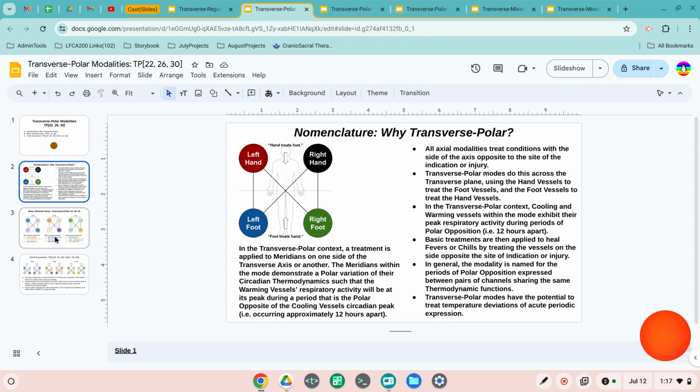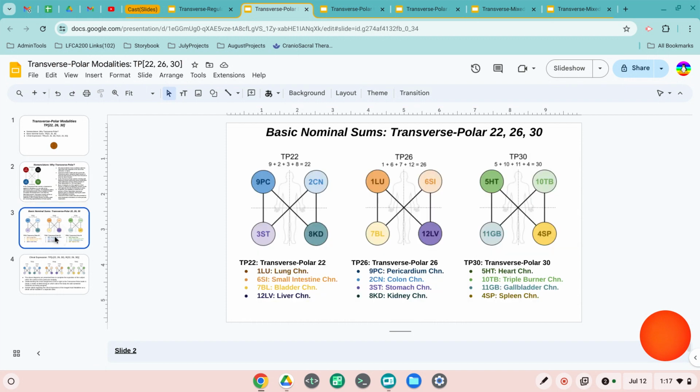Slide 2, Basic Nominal Sums. Transverse polar 22, 26, and 30. The three modalities shown here are some of the more common patterns used in treating clinical complaints. Setting the semantics of their physiological expression aside, this material will provide a valid nomenclature useful for categorizing the modes themselves and their orientation within the scope of the global balance method.